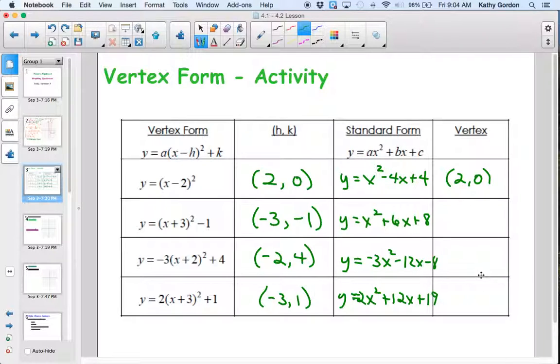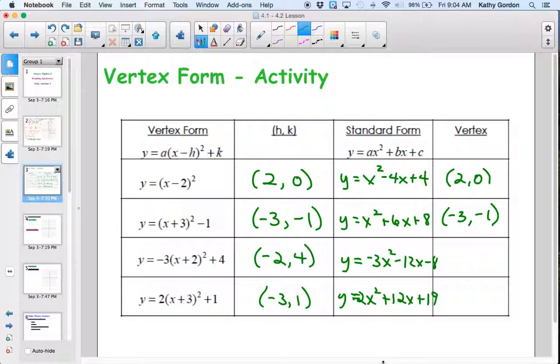What do we get for a vertex on this one? Chloe? You think it's going to be negative 3, negative 1? Are you sure? Are you confident? Yes. You want to ask anyone to confirm for you? I'm okay. You're okay with it? All right. How about for our third one?